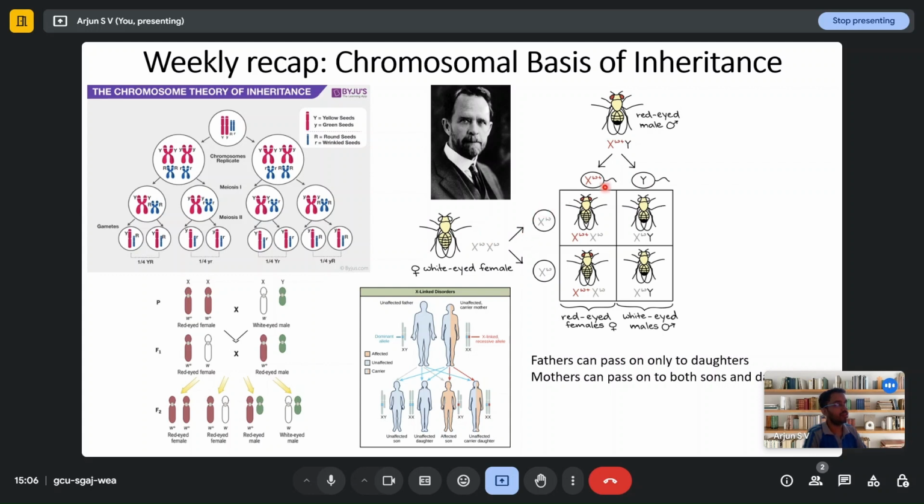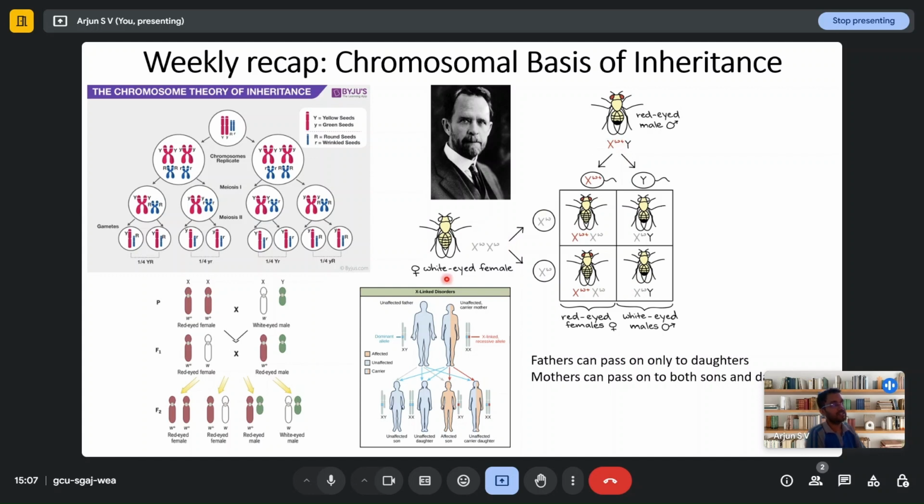So when you cross this wild type with this mutant, we can get these kinds of progeny, out of which one is a female wild type, one is a mutant male, and one is a mutant male here, and one is the female wild type. So we can see a specific trait here.